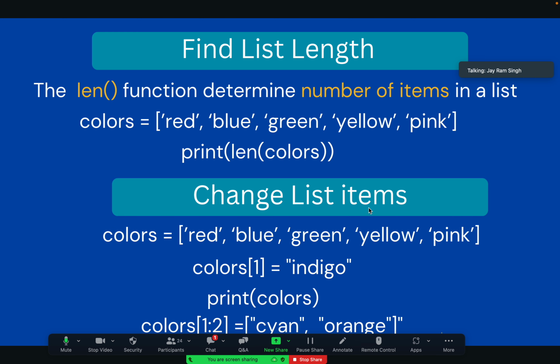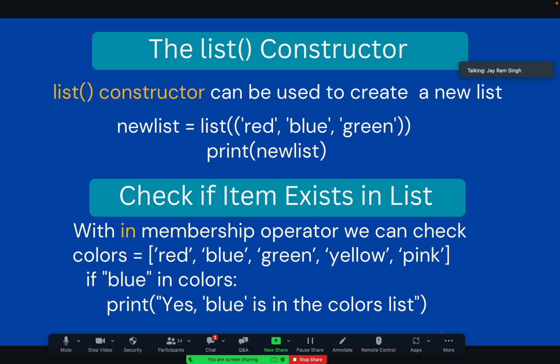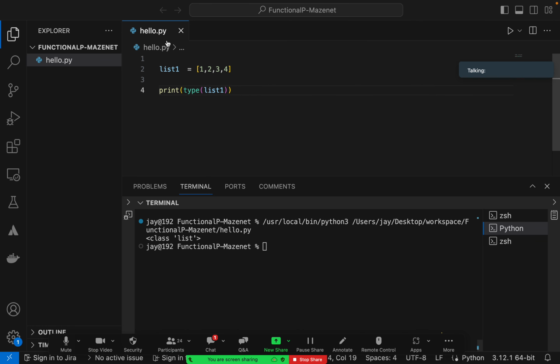So how can you check if an item exists in a list or not? You can use the membership operator. Which one? Membership, in. We just checked with the number. I had one list, 1, 2, 3, 4, and I'm checking 2 in that list. So you can use the membership operator to check whether an element exists in a list or not.